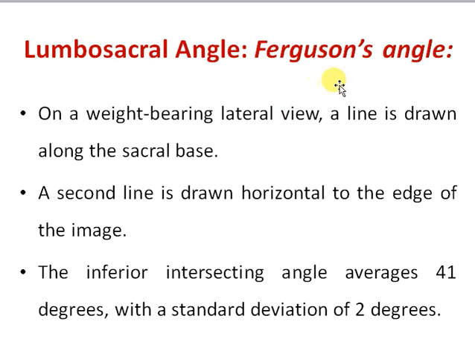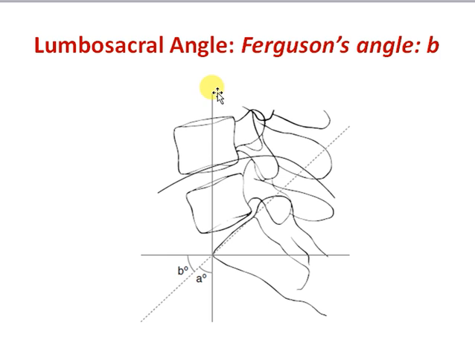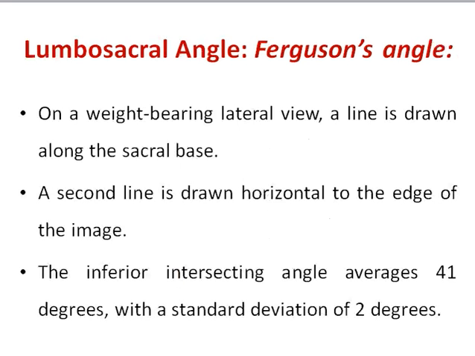And then we have the Ferguson angle. On a weight bearing lateral view, a line is drawn along the sacral base. Then a second line is drawn horizontal to the edge of the image. In the Barges angle, we drew this line, but in the Ferguson angle, we draw this line, and this is line B. So this creates the Ferguson angle. The normal angle is about 41 degrees with a deviation of 2 degrees, so it can be either 39 or 43 degrees.